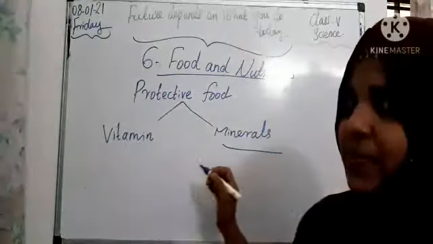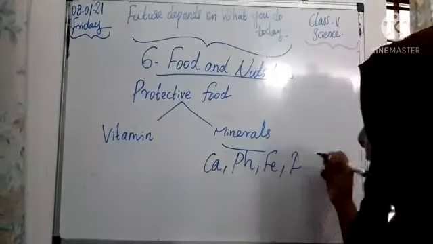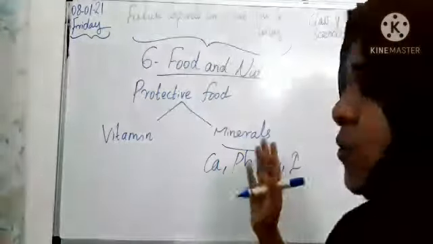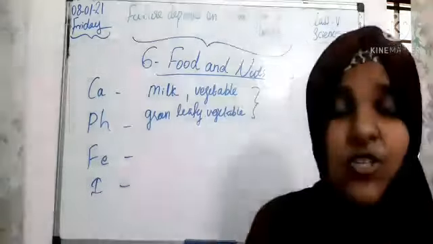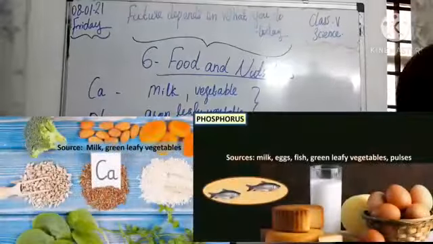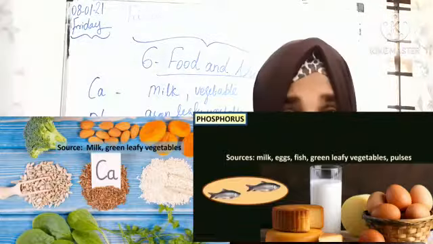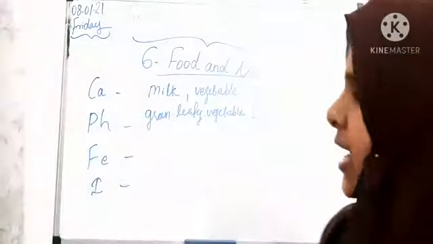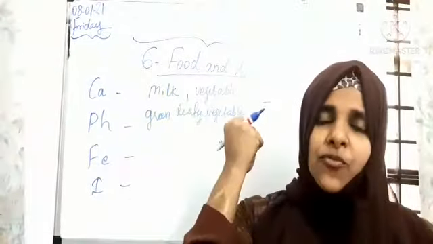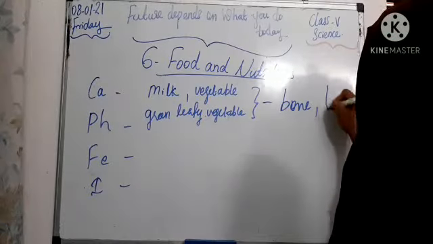Let's look at what the minerals are. Calcium, phosphorus, iron and iodine. These are the main minerals needed by our body. Let's look at their sources and functions also. The main sources of calcium and phosphorus rich foods are milk, vegetables, and green leafy vegetables. Calcium and phosphorus are types of minerals. And what is the main function of calcium and phosphorus in our body, children? For strengthening our bones and teeth.